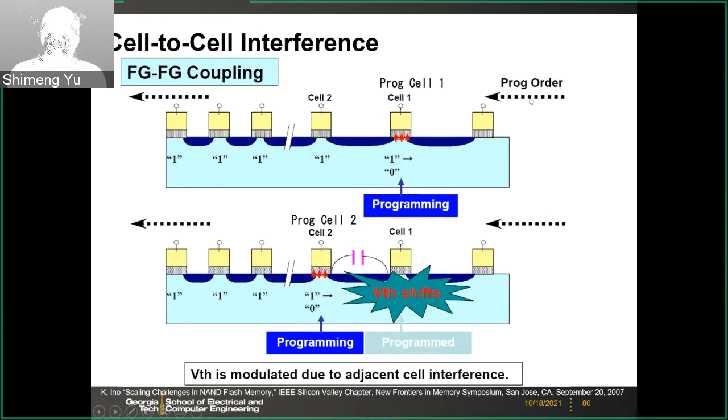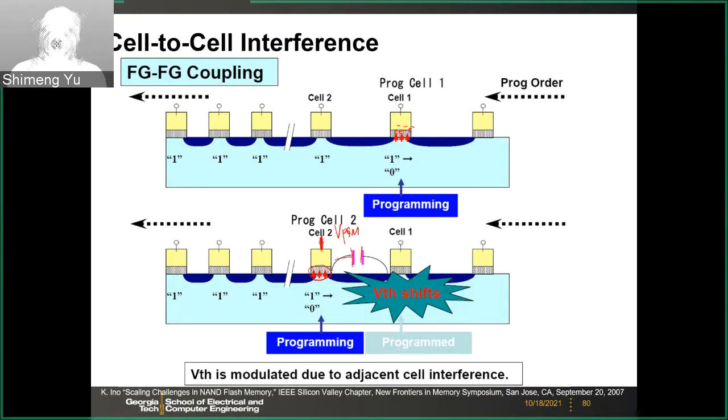So think about the programming order of the flash. We discussed before, we have this page-by-page programming. You first program the first page, word-line 1, and then you move on to word-line 2. After you program word-line 1, the electrons are already stored in this floating gate, and now you program word-line 2 here. So you apply a large voltage here, like the UV programming.